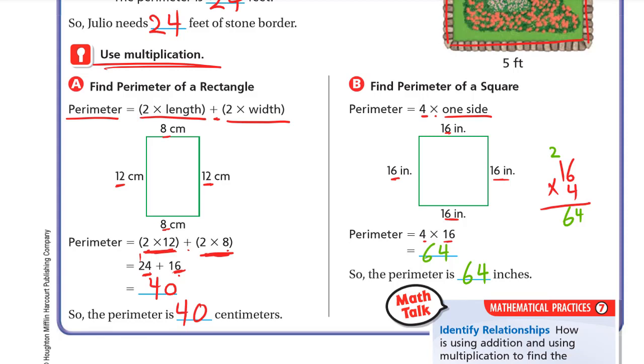So the perimeter of a square, you just multiply one side by 4. And here, the perimeter of a rectangle, you multiply the length by 2, multiply the width by 2, and add the two answers. Or, if you are using addition, you add all of the sides. So 12 plus 8 plus 12 plus 8. You will get the same answer, 40. And here on the square, if you add 16 plus 16 plus 16 plus 16, you also get 64.